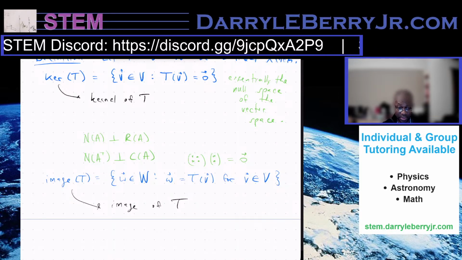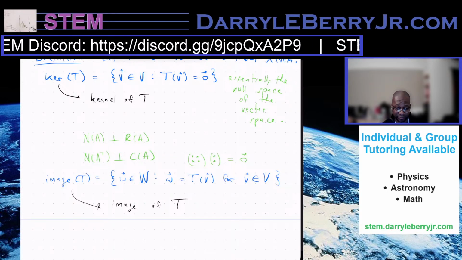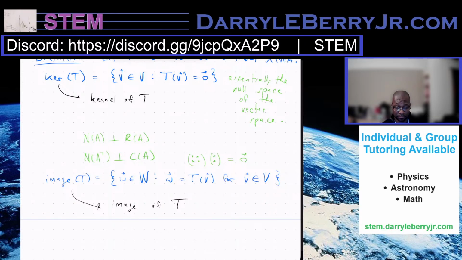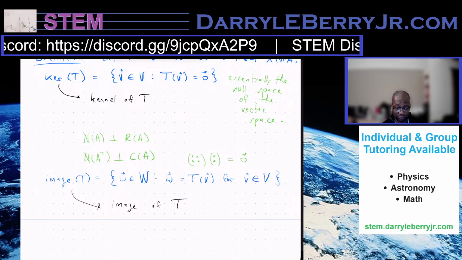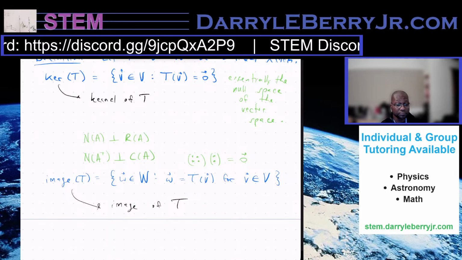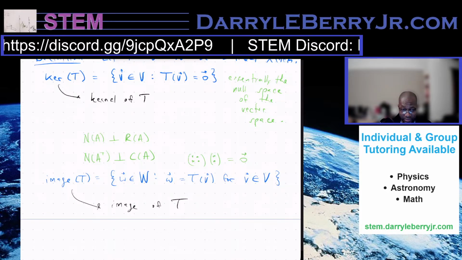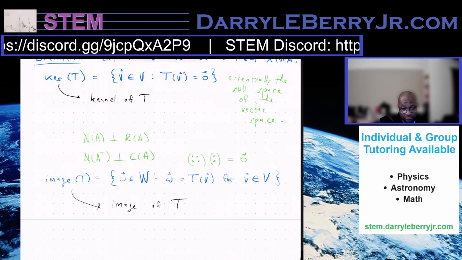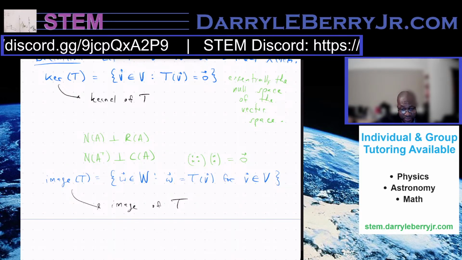We leave it to the reader to check in exercise 11 that the kernel of T is a subspace of V and that the image of T is a subspace of W. I mean, what it says there is because we're looking at all vectors V in V, and all vectors W in W, so the kernel is before the transform and the image is after the transform.